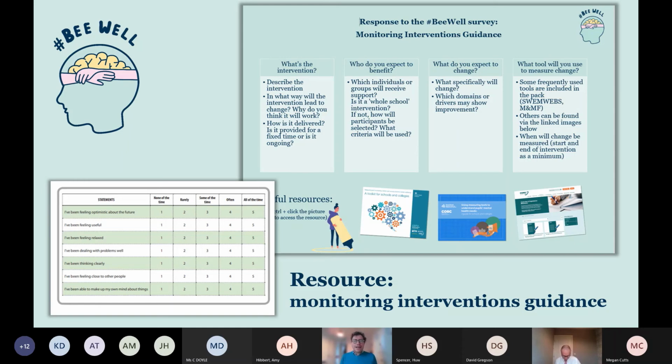One of the things sitting behind that is thinking about why do you think it will work. So you've identified that there's a priority area for your school.